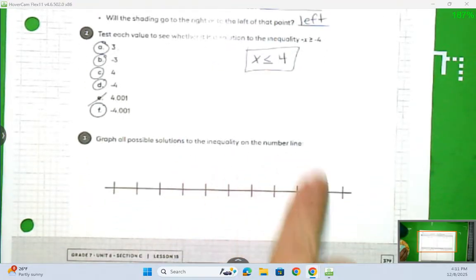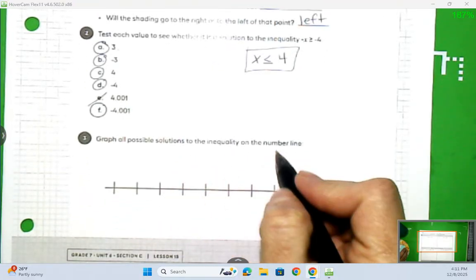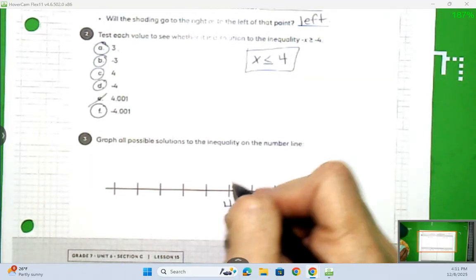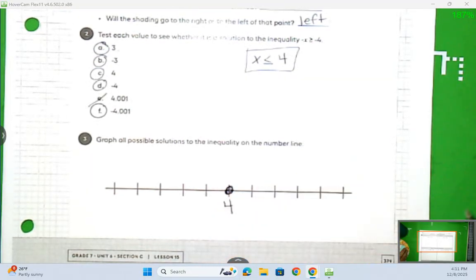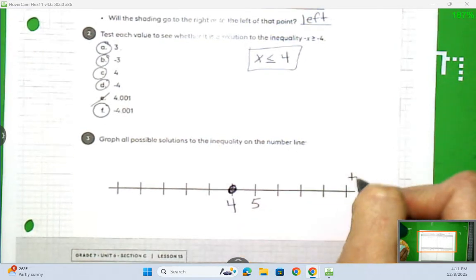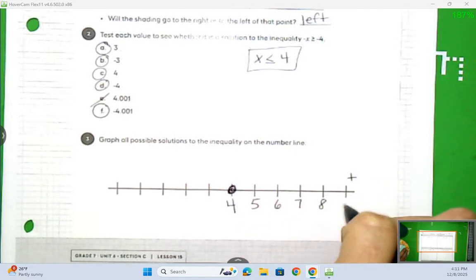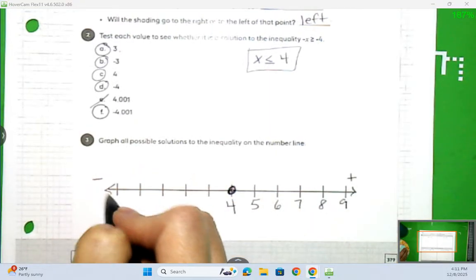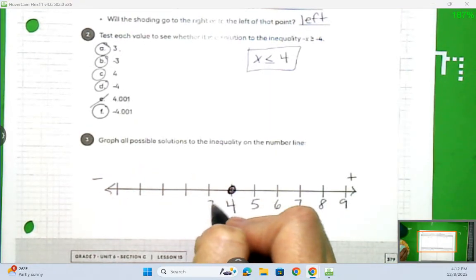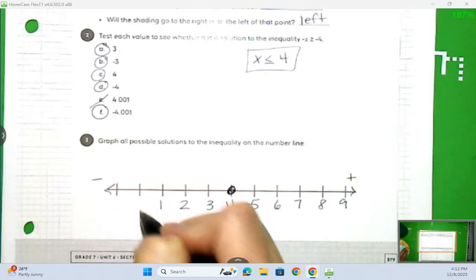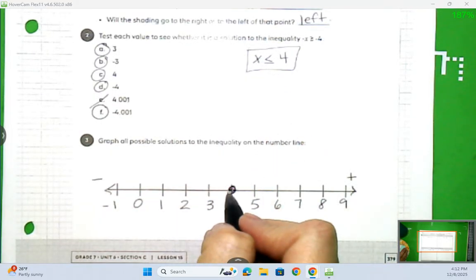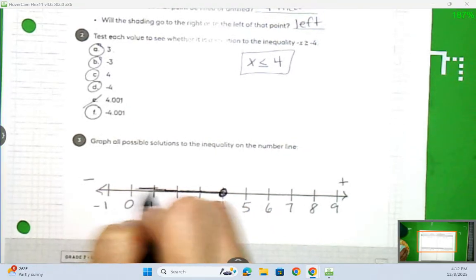All right, it says graph all possible solutions to the inequality on the number line. We're going to put our solution of 4 in the center, and it's going to be a closed circle. Ordering our number line in the positive direction, we're going to have 5, 6, 7, 8, 9, adding 1 unit going to the right. And in the negative direction, we're going to subtract 1: 3, 2, 1, 0, -1. X is less than or equal to 4, so less means we're going to shade to the left.